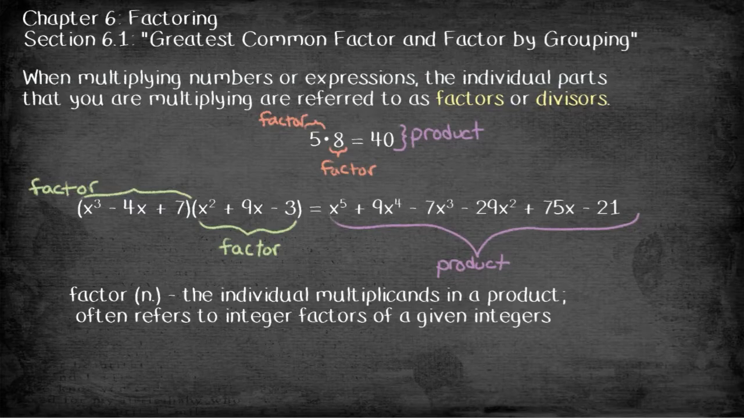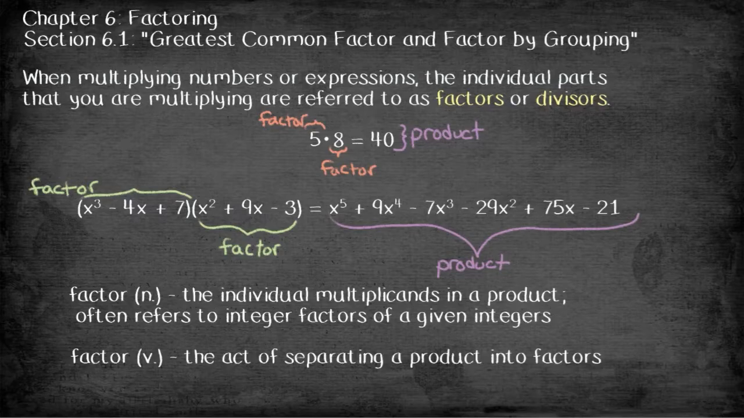So that's what factors are. The noun form of factor refers to exactly what I said, the individual multiplicands in a product. It can also specifically refer to integer factors of a given integer. But what we want to do now is focus on factor as a verb. So what does that mean? Factoring as a verb is to separate a product into factors.